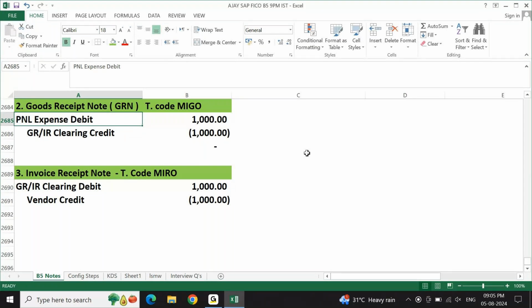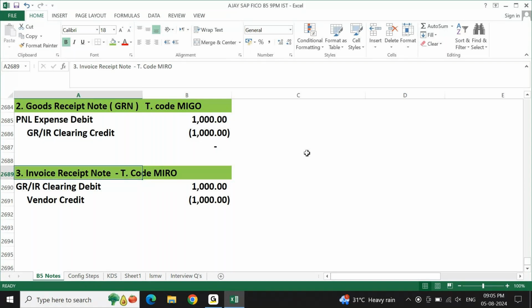Next thing, credit will remain the same. GRIR clearing account credit. The amount I am taking is the same: 1000 on the debit side, 1000 on the credit side. When it comes to the invoice receipt, it will be the same. There is no change in the invoice entry, because the GRIR clearing account will be on the debit side and the vendor account will be on the credit side. This will remain the same.